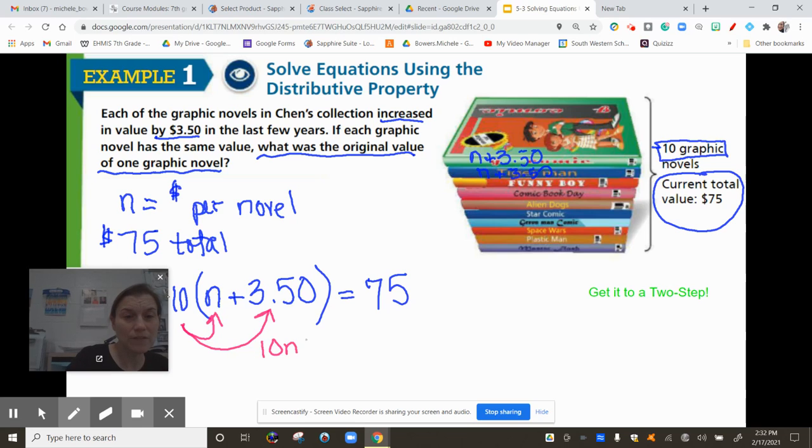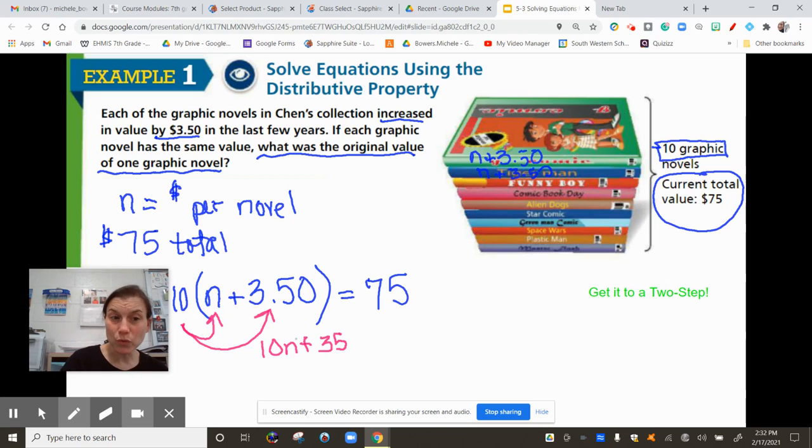10 times $3.50 is $35. And between these two values is an addition symbol, so that goes here. So what that means is each of those graphic novels originally cost n dollars. There's 10 of them, so that's 10 times n.